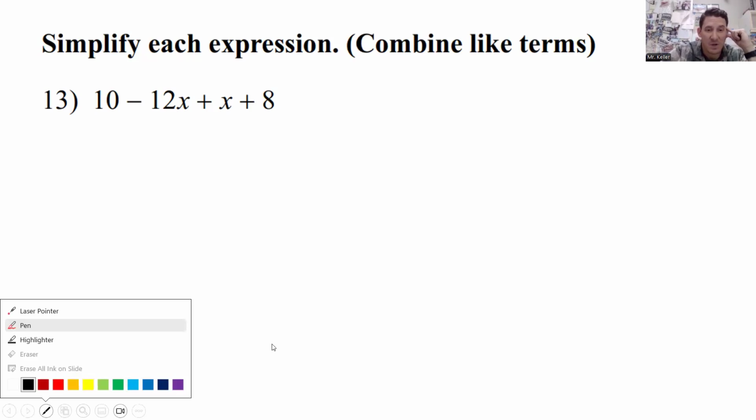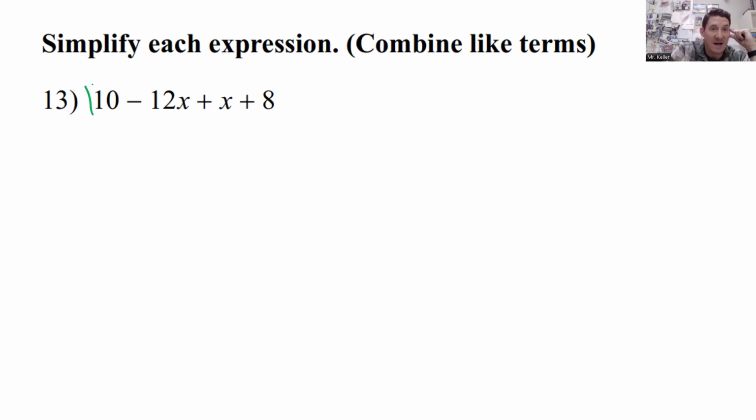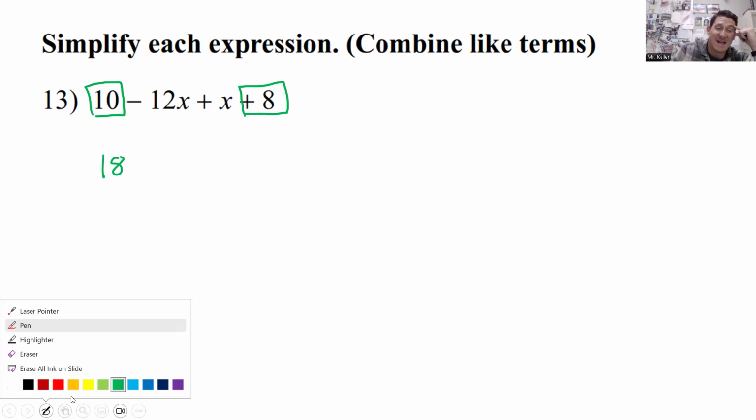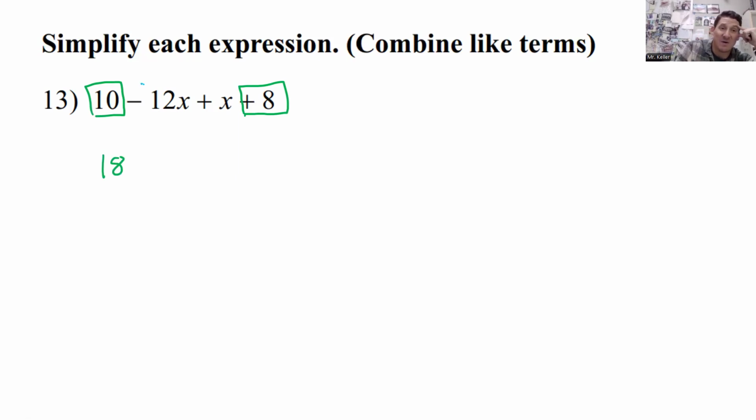I will circle them in different colors. So we have 10 plus 8. That's easy. That's going to be an 18. Here's what you need to understand: that negative belongs to the 12. So this is a negative 12. Plus, so negative 12x plus, that's 1x. Remember, so negative 12 plus 1 is negative 11.